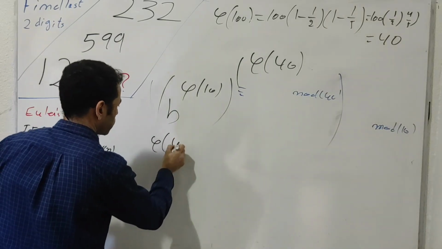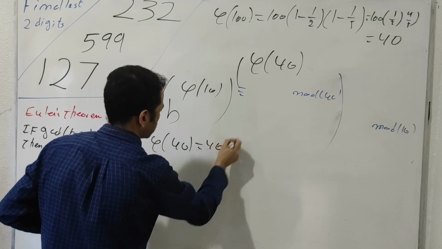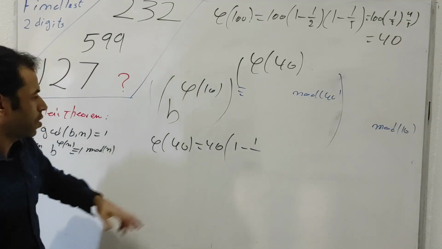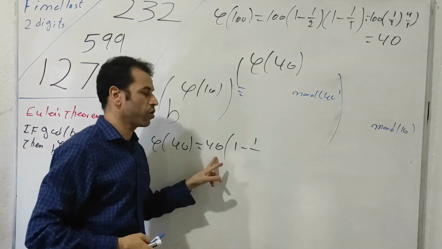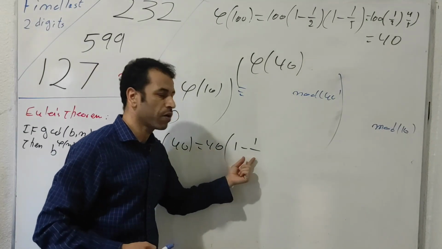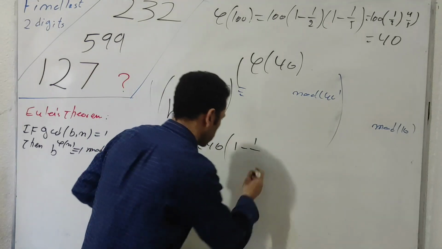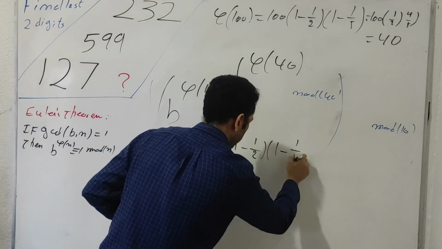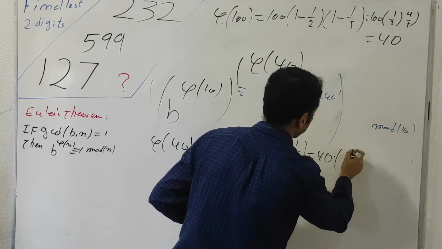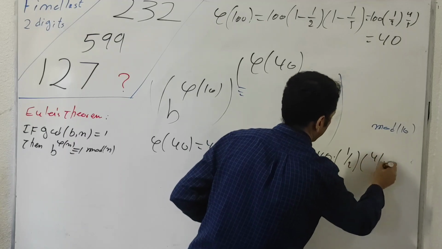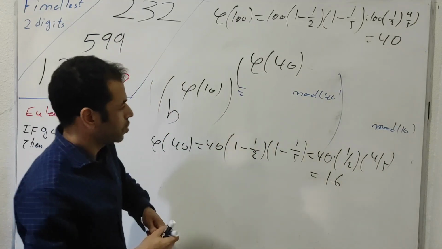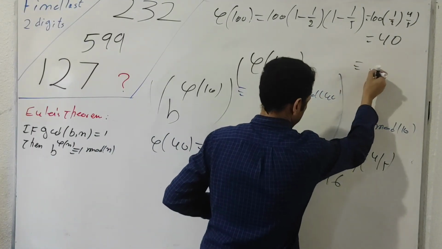So phi of 40, I'm going to use the same formula. 40 is multiplied by 1 minus 1 over... Now I'm going to find the prime factors of this 40. I have 2 and 5, because 40 divided by 2 gives us 20 and 40 divided by 5 gives us 8. So we'll have 1 minus 1 over 2 times 1 minus 1 over 5. 40 multiplied by half multiplied by 4 over 5, so I will get 16 here. That means this one will be reduced to mod 16.